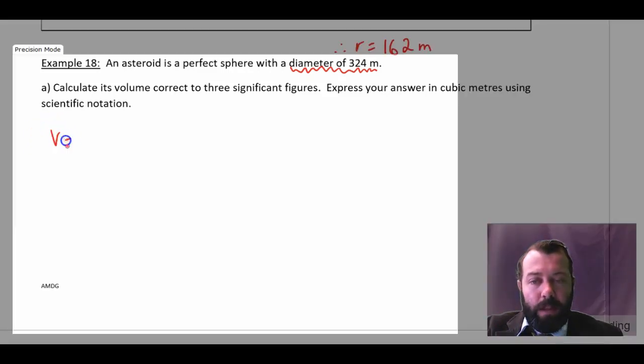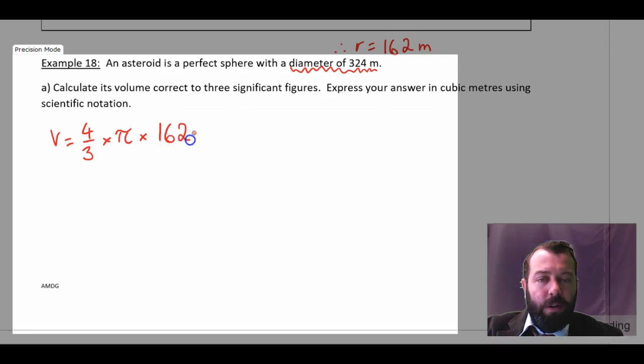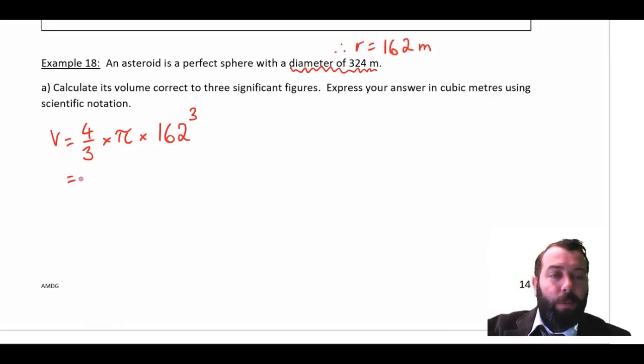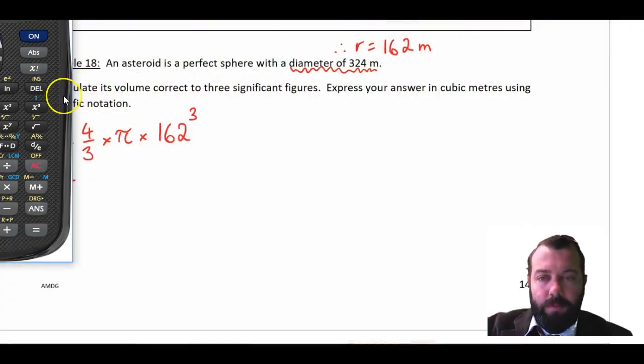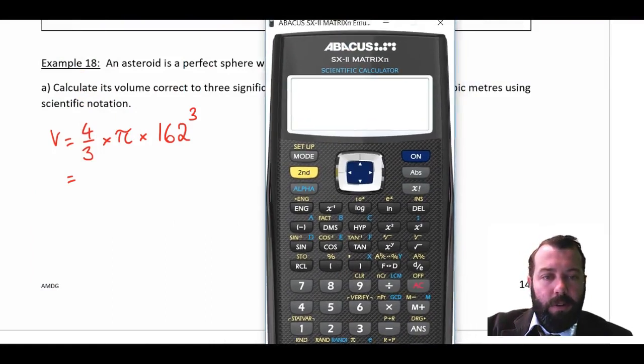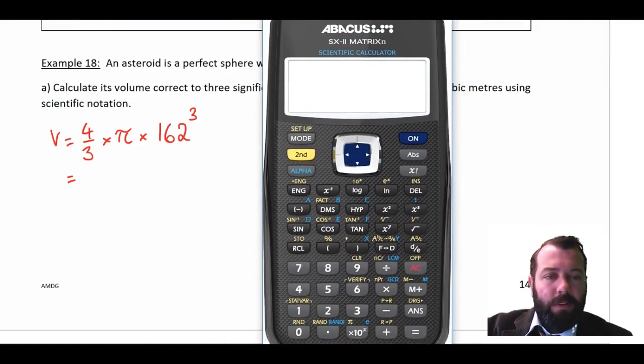So my volume is 4/3 times pi times 162 cubed. Now, 162 cubed is quite a large number. There's going to be quite a few cubic meters in this asteroid. So I'm not going to press pause here while I go to the calculator. I am going to keep it on screen here because it's ever so slightly different.